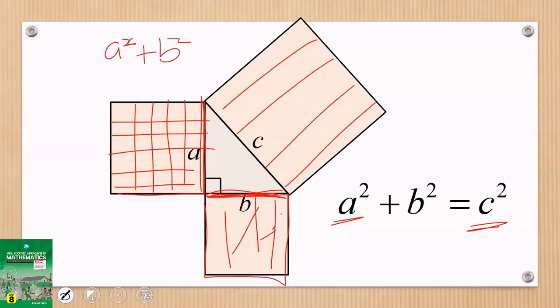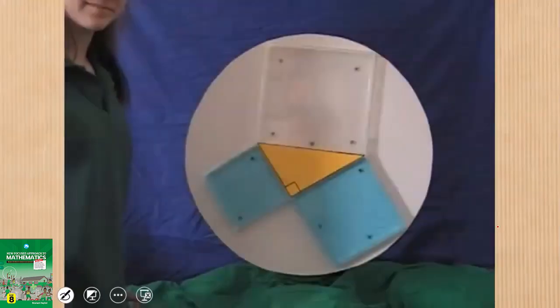Now, someone has used another model to demonstrate this on YouTube. I want us to watch that one quickly and then see the application or the proof of Pythagoras theorem. Now look at this video.